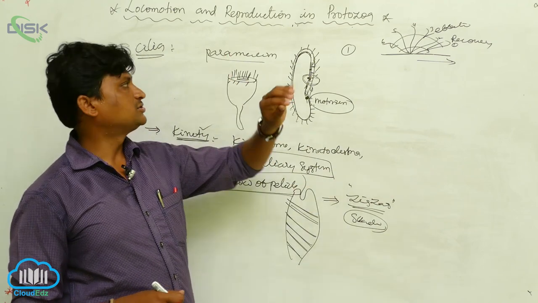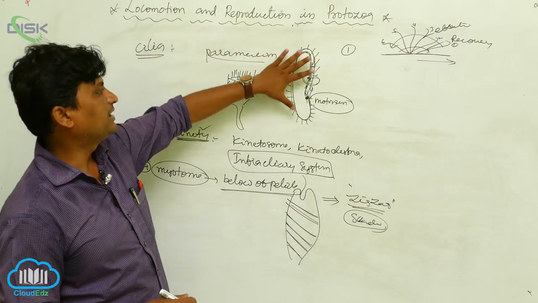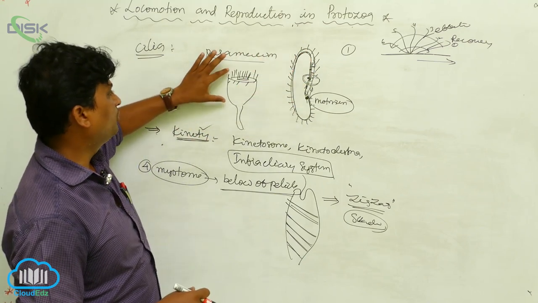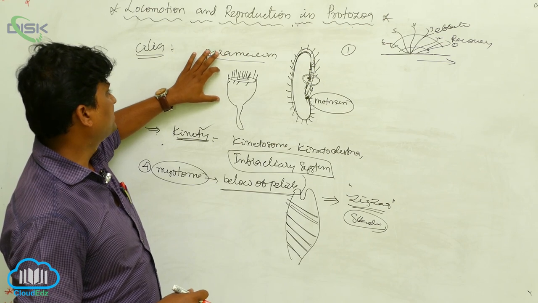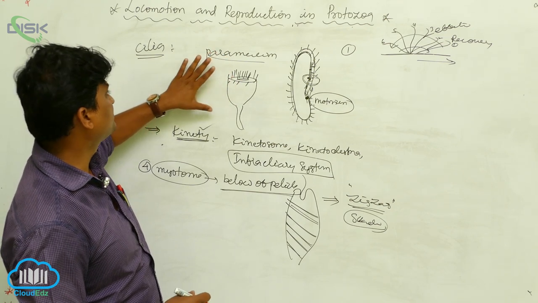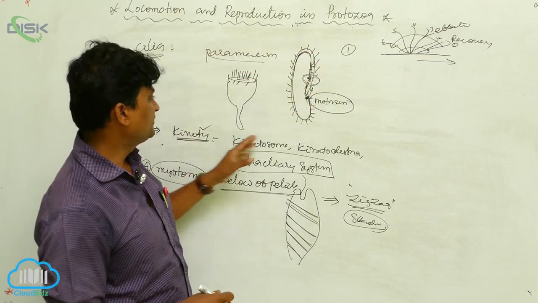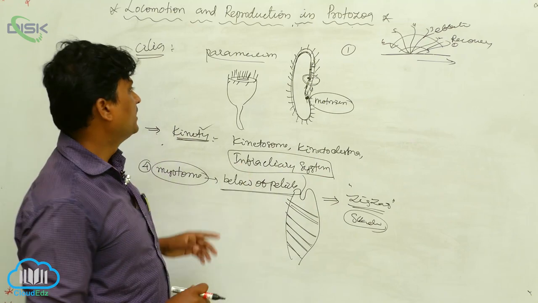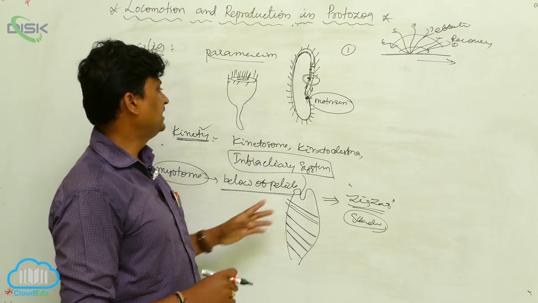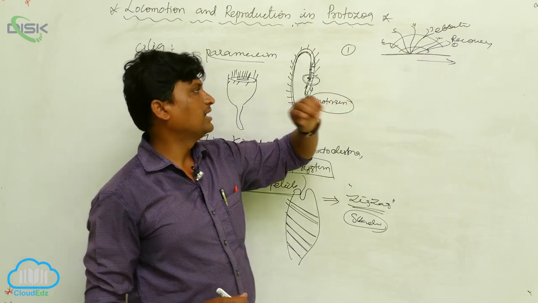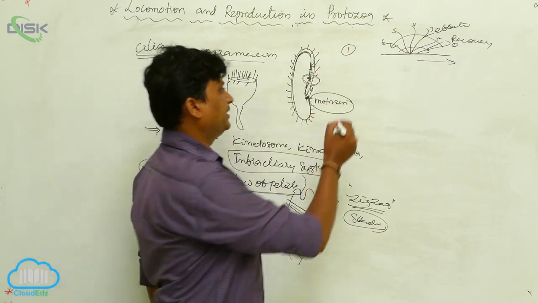Next, the third one is cilia. In Paramecium, the cilia are oriented over the entire body. In some highly modified ciliates, for example Vorticella, cilia are present in the peristomial area. Lastly, in some suctorians, the complete body is filled with cilia in a particular orientation. Cilia perform an effective stroke and a recovery stroke. And one more movement pattern also exists.